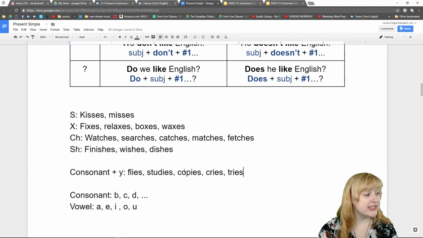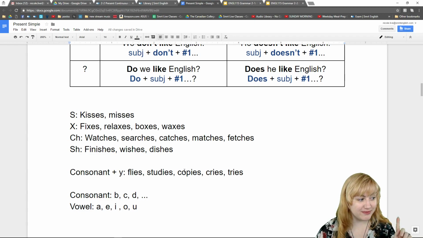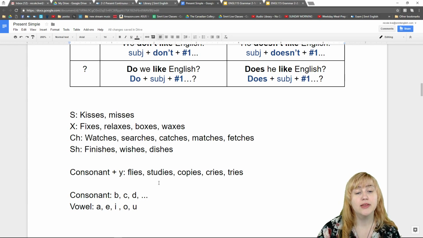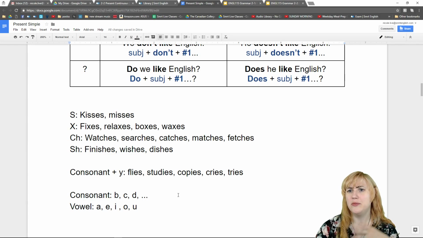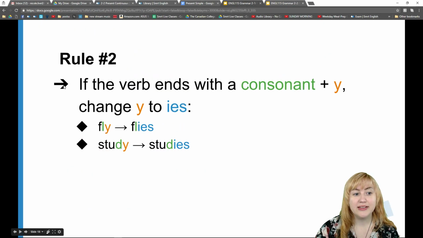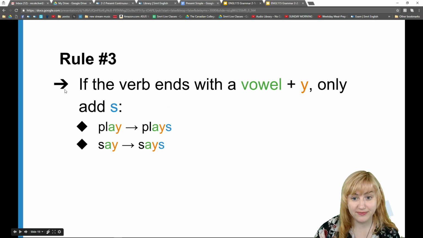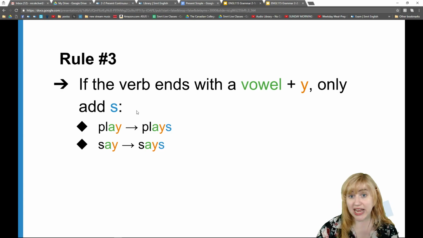All right. Says and enjoys. Ooh, somebody asked about those too. Okay, I think it's time we have to learn Rule 3 because we have lots of questions about words like play or enjoy or say. Let's look. Here we go. Rule number 3. If the verb ends with a vowel plus Y, we only add S. We don't change to IES.